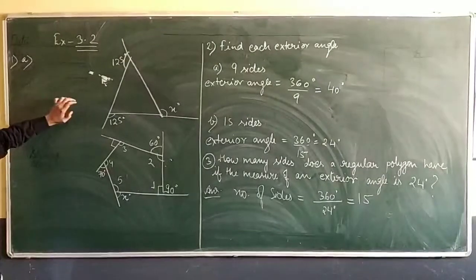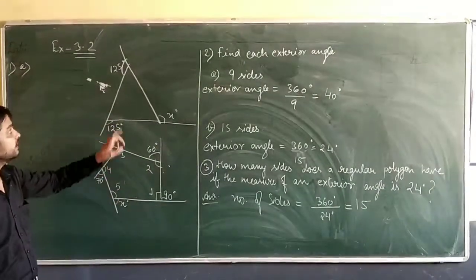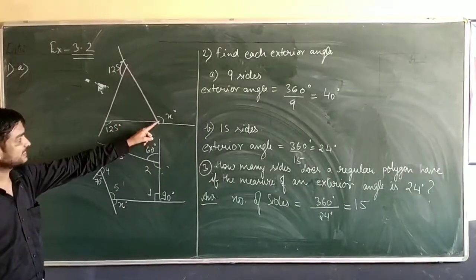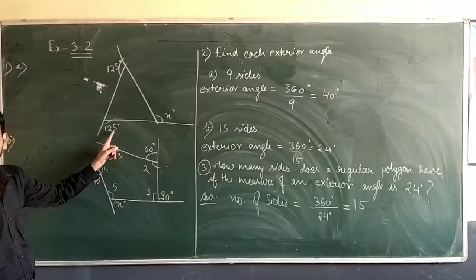Now let's see exercise number 3.2. Question number 1. You have to find out the value of x in both figures. Let's see the A part. You can see this is an exterior angle, this is also an exterior angle, this is also an exterior angle.